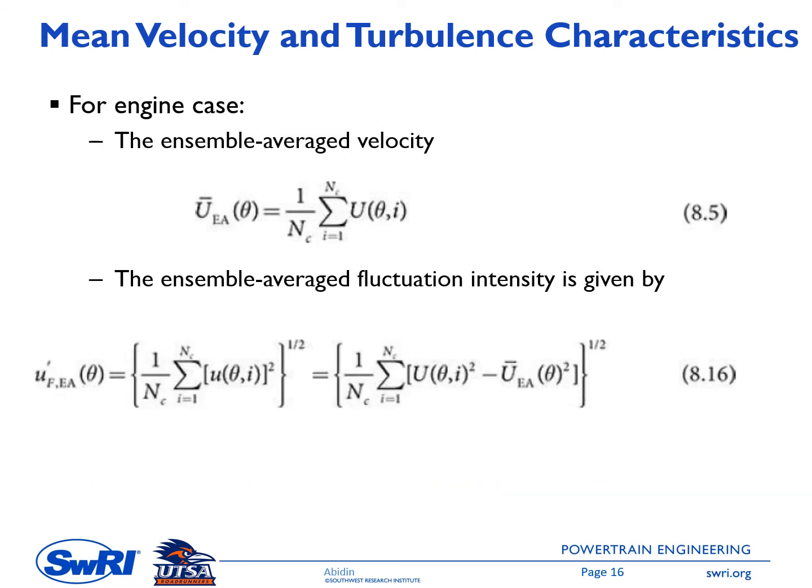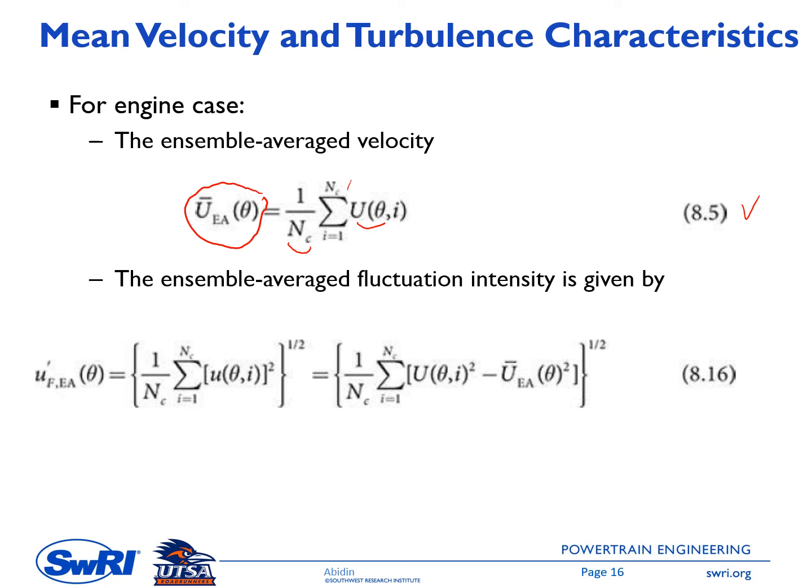For the engine case, the ensemble average velocity is calculated following equation 8.5. So this is the ensemble average as a function of theta, which is the crank angle degree, equal to 1 over Nc, where Nc is the number of cycles. In the testing, we can use, let's say, 200 cycles or 300 cycles. And then this is the sum from i equals 1 until Nc of u as a function of theta, where i is the cycle number.